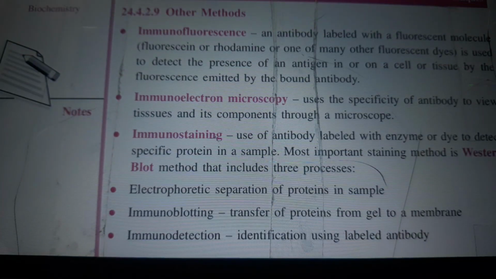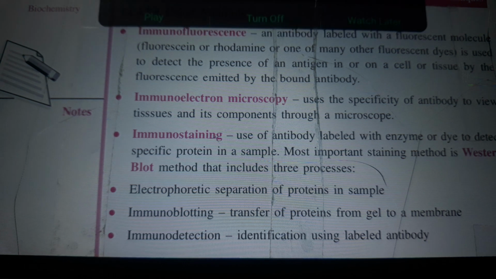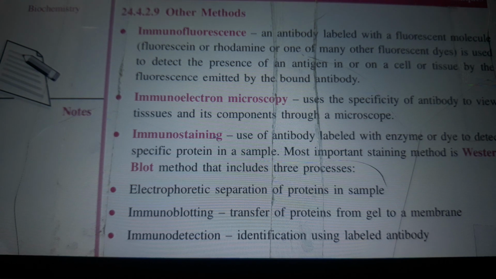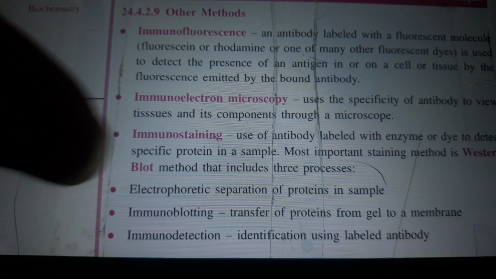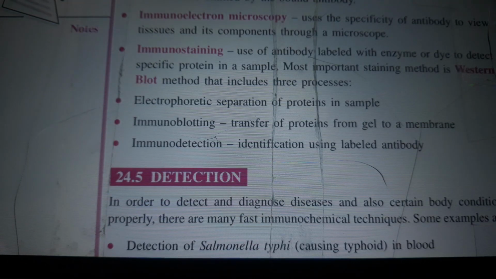Another method, immunofluorescence. Antibody labeled with a fluorescent molecule, fluorescein or rhodamine, or one of many other fluorescent dyes, is used to detect the presence of an antigen in or on a cell or tissue by the fluorescence emitted by the bound antibody. Immunoelectron microscopy uses the specificity of antibody to view tissues and their components through a microscope. Immunostaining uses antibody labeled with enzyme or dye to detect a specific protein in a sample.